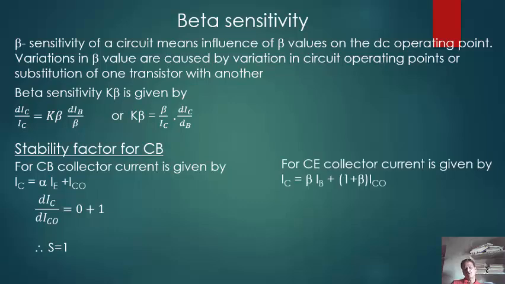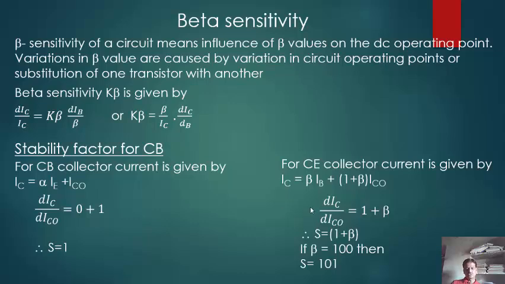Now let us see the stability factor for the common emitter circuit. For the common emitter circuit, the collector current is given by IC equal to beta times IB plus (1 plus beta) into ICO, and dIC divided by dICO is equal to 1 plus beta, so the stability factor S is equal to 1 plus beta. Now if the value of beta is equal to 100, then the stability factor is equal to 101. So this is the stability factor for the common emitter circuit.